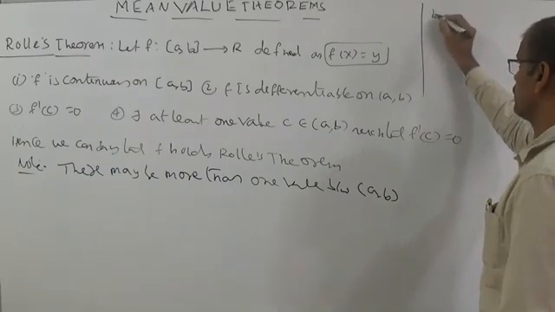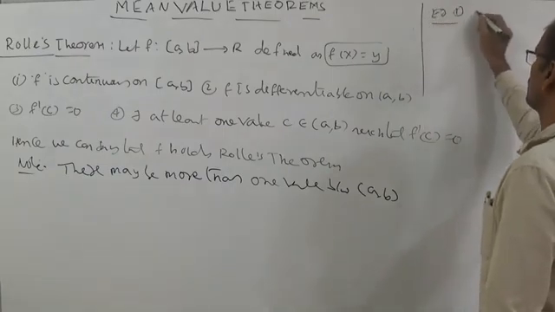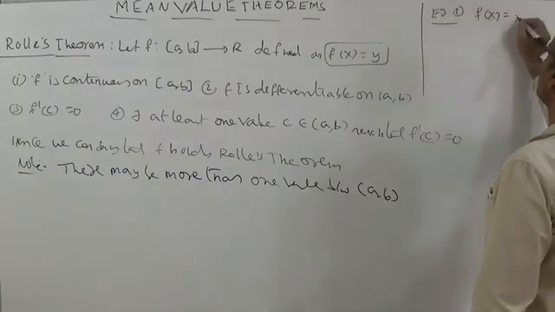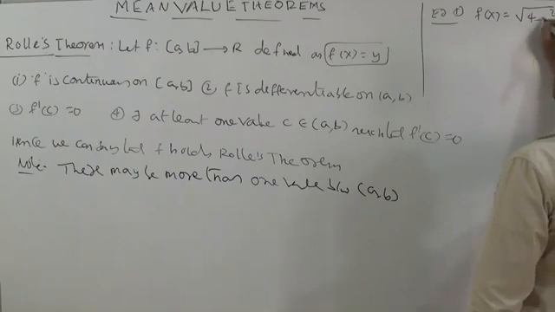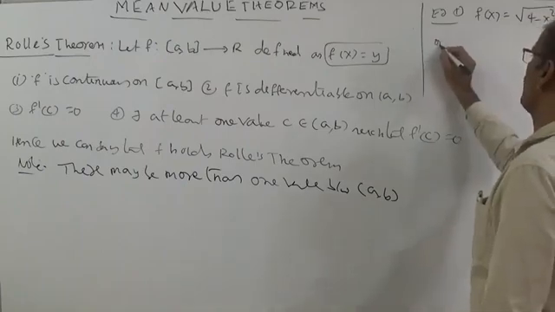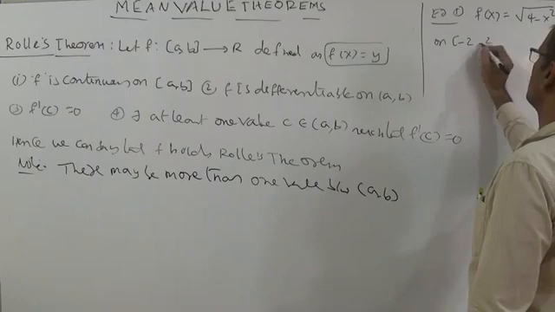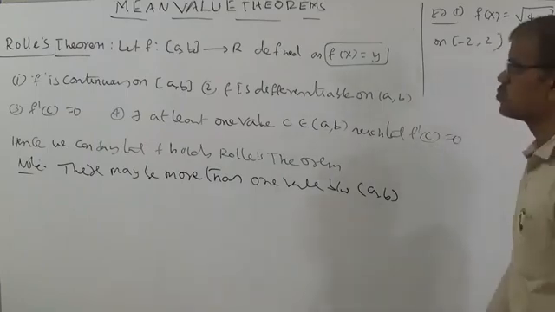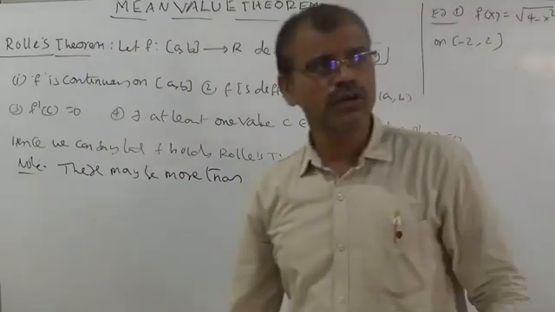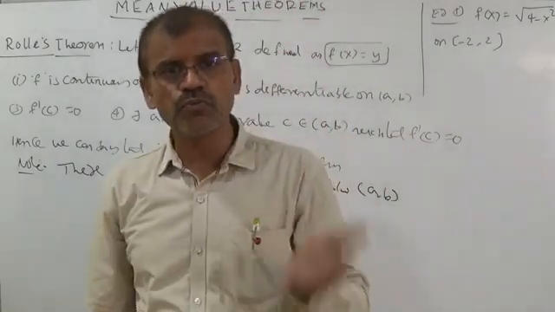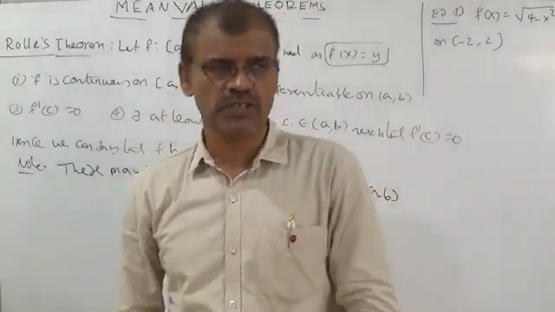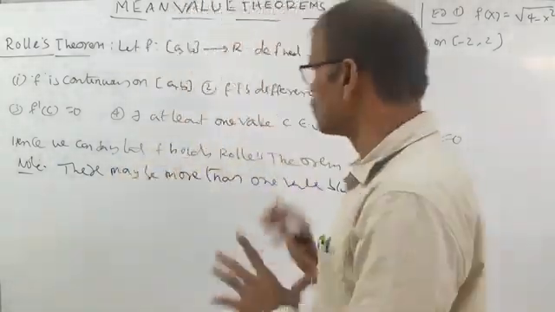Taking an example, example 1: I am writing f of x is equal to root of 4 minus x square on the interval minus 2 comma 2. To verify Rolle's theorem, you need not discuss or prove whether it is continuous or differentiable. Simply you follow the rules.